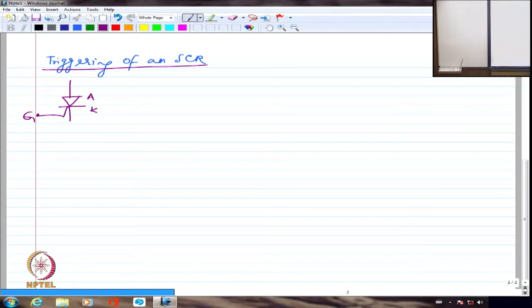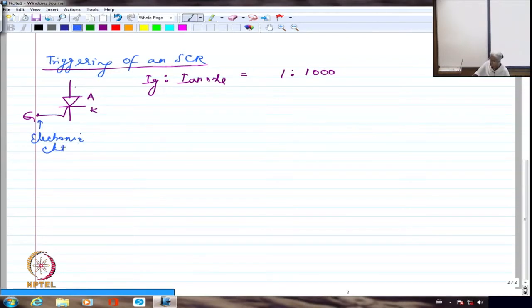But if I look at the current amplification in this case, Ig versus I anode, generally in an SCR it is 1:1000 or more. So if it is like a 1000 ampere thyristor, 1 ampere of current would do in the gate for it to be triggered. So obviously the circuit that is connected here is going to be microelectronic circuit, whereas what is connected here will be power electronic circuit or high power circuit.